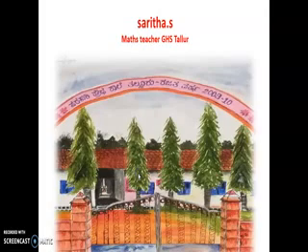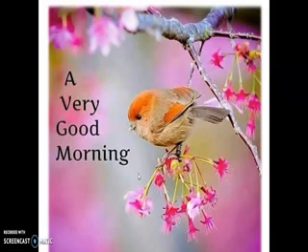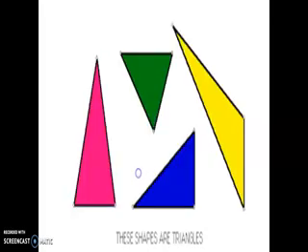A very good morning, children. In today's class, let us start our new lesson, that is triangles. You have studied about triangles and their various properties in your earlier classes. You know that a triangle is a closed figure formed by three intersecting lines. Tri means three. And also you know that a triangle has three sides, three angles and three vertices.